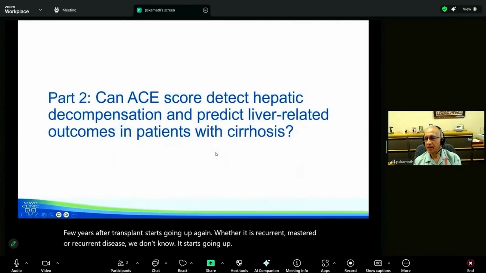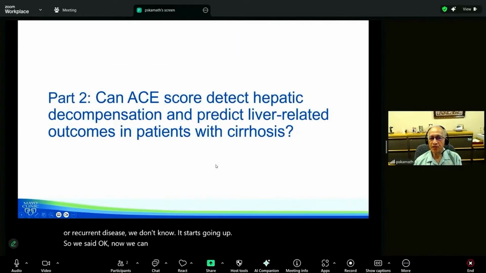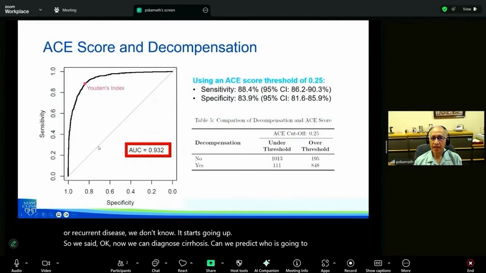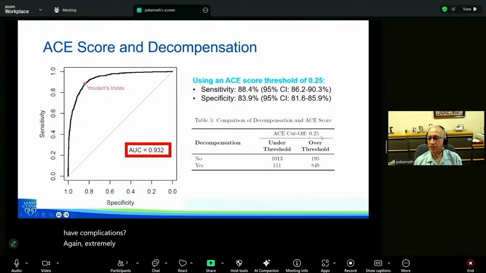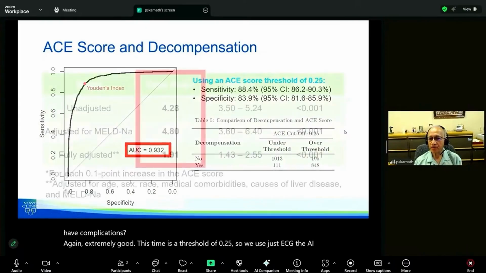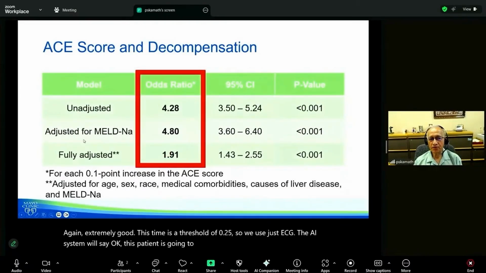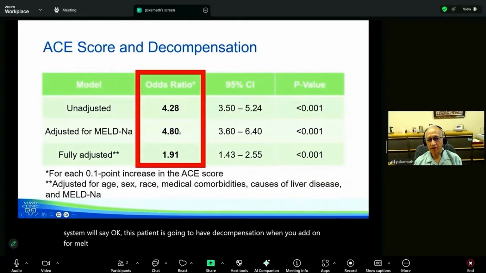So we said, okay, now we can diagnose cirrhosis. Can we predict who is going to have complications? Again, extremely good. This time it is a threshold of 0.25. So we use just ECG. The AI system will say, okay, this patient is going to have decompensation. When you add on MELD, it becomes even more accurate, but by itself, very good.